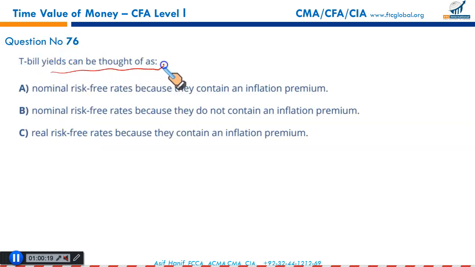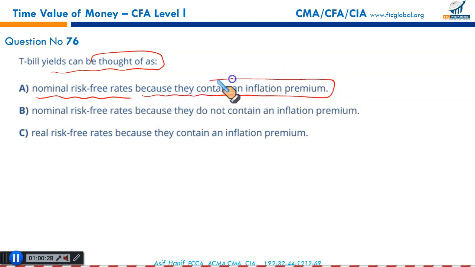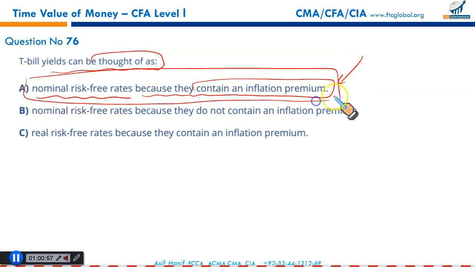T-bill yields can be thought of as what? T-bill yields can be thought of as nominal risk-free rate because they contain an inflation premium. Yes, T-bills contain an inflation premium. They are default risk-free, yes, but still they have nominal risk-free rate embedded in them. They contain a premium for expected inflation. Now, the question that you may ask: how can a person who has not read the book or curriculum or Kaplan solve these questions? When he solves this question, he will learn that nominal risk-free rate includes inflation risk premium for T-bill yield.